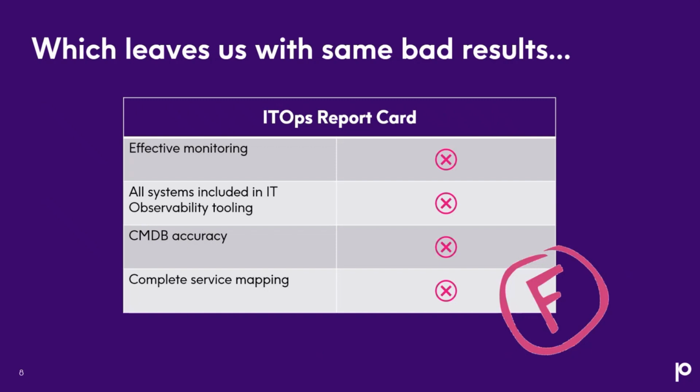We have systems that maybe are not included in IT observability tooling. We have CMDB inaccuracies because we have things like the mainframe that are just kept out or delivered on delay. And then we have an incomplete service map overall. And so we really need to find a way to address these issues effectively in one solution.